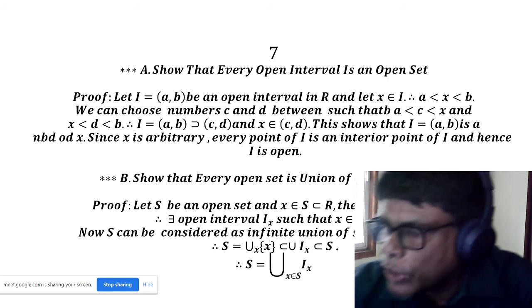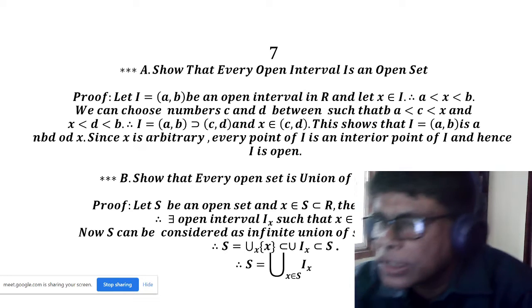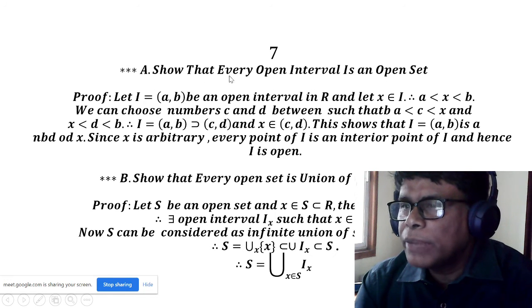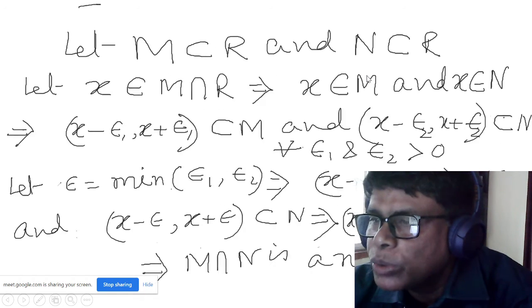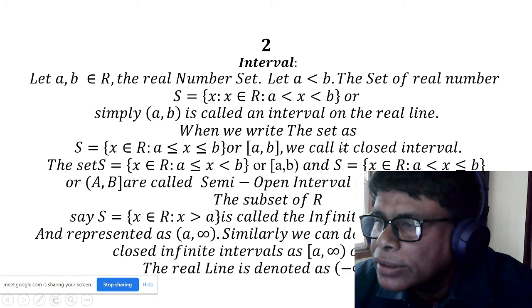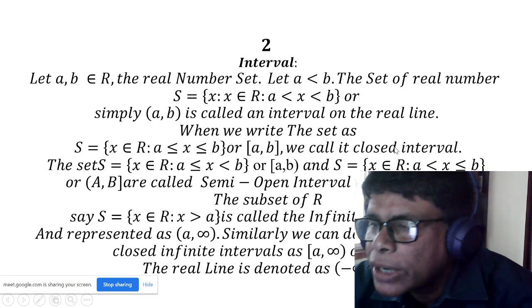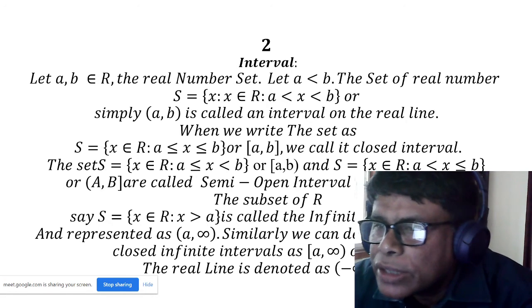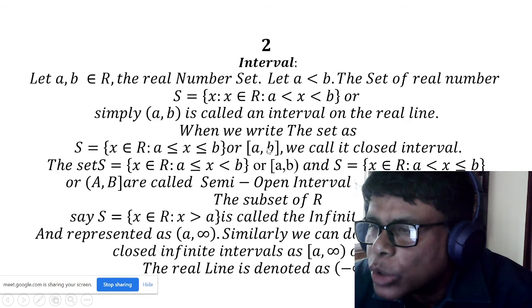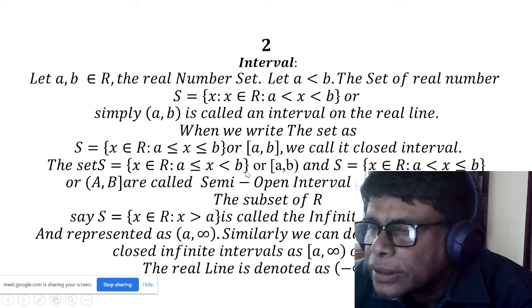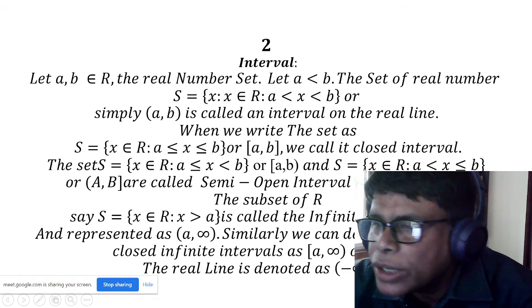Now if you remember all these definitions, these are all theorems. So every open interval is an open set. So what is an open interval? This is our definition of an open interval. You can recall it. This one is not open, this is not open, this is not open. So you can recall it.